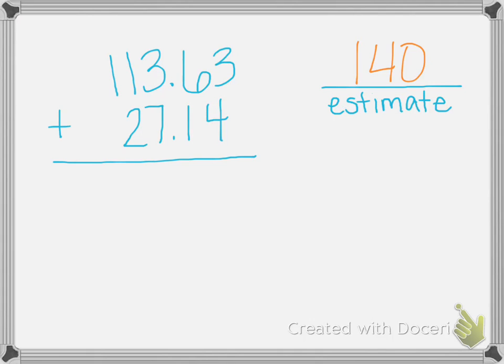Now I have to actually solve. So my decimals are lined up, which is the most important thing to remember. 3 plus 4 is 7. 6 plus 1 is 7. 3 plus 7 is 10. Carry my 1. 2 plus 1 is 4. And your 1. So your actual answer is 140 and 77/100ths, which, if you look, is very close to your estimate, which means your answer makes sense.